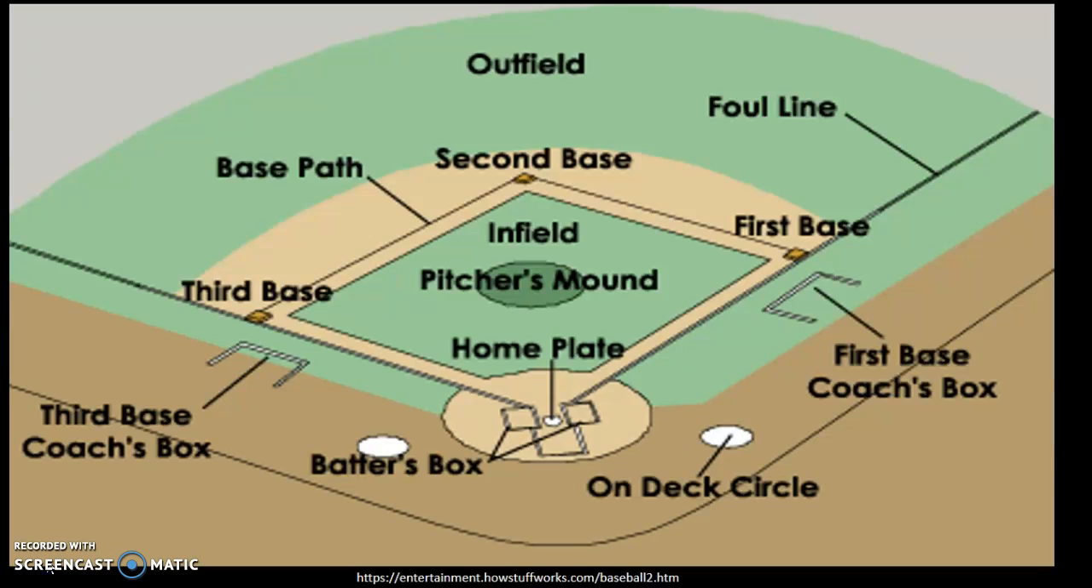When you're in the field, there's just some basic things to remember. If there's nobody on base and you get the ball in the infield, then you're going to throw it to your first baseman. If there's no one on base and you get the ball in the outfield, typically you're going to throw it to second base. However, if there is someone on base, you may be throwing it to a different base to get the girls out.